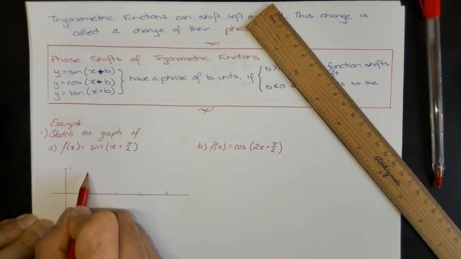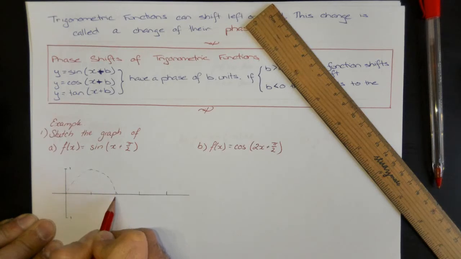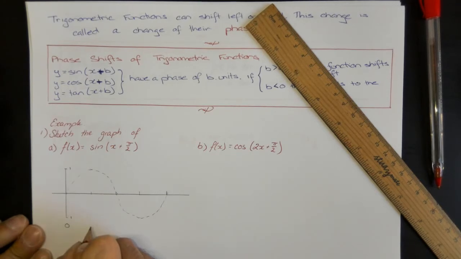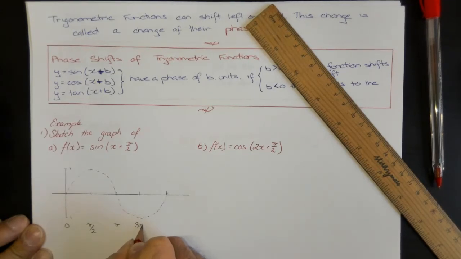I'll do it as big as possible. Okay, so it's 0, pi on 2, pi, 3 pi on 2, 2 pi.